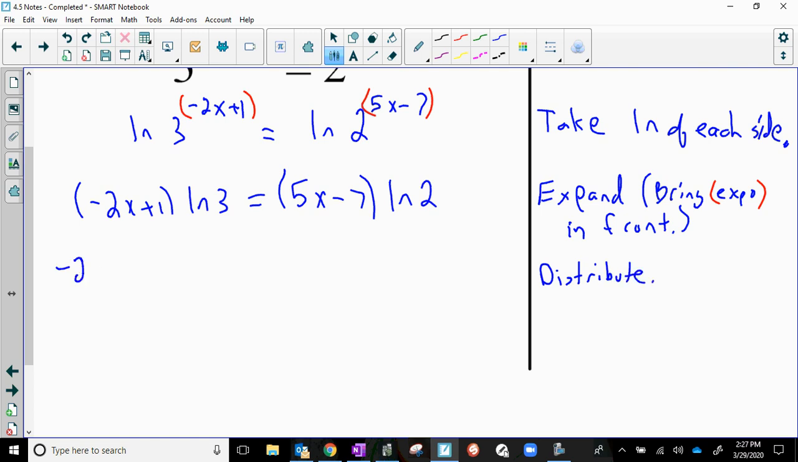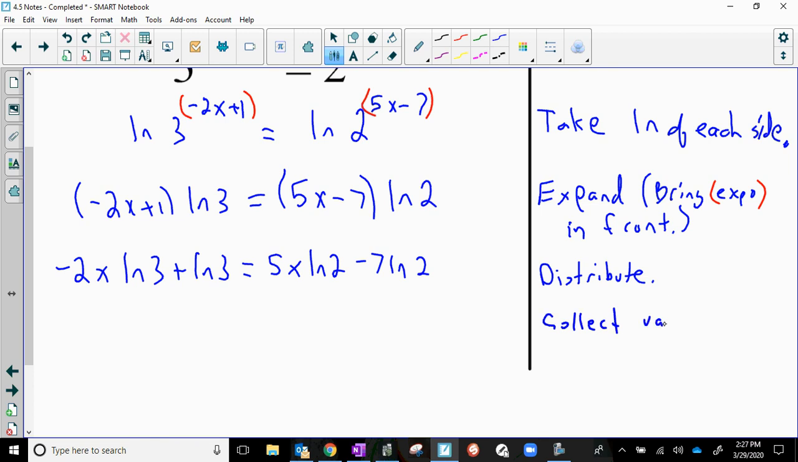So we have negative 2x natural log of 3 plus natural log of 3 equals 5x natural log of 2 minus 7 natural log of 2. All right. So I have two terms with x and two terms without x. So what I'm going to do is collect variables on one side and terms without variables, or the non-variables, on the other.